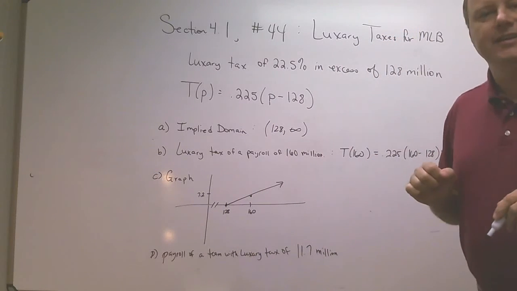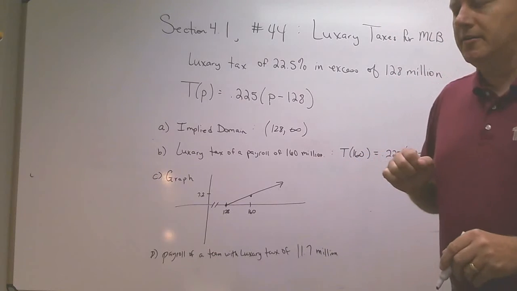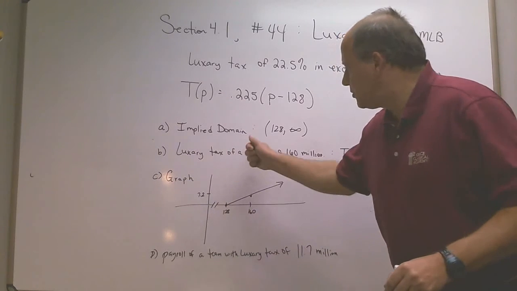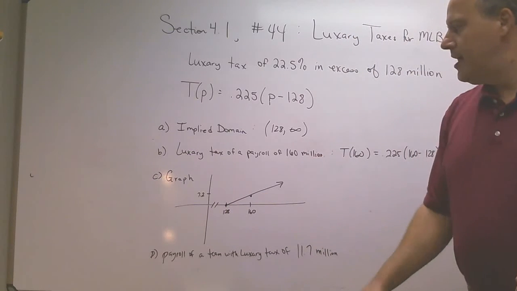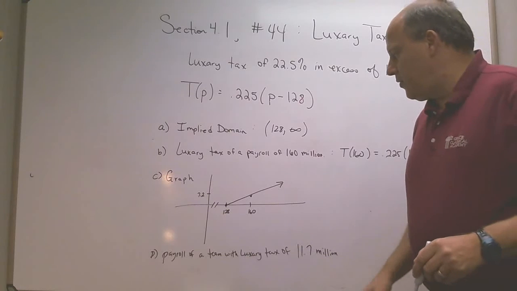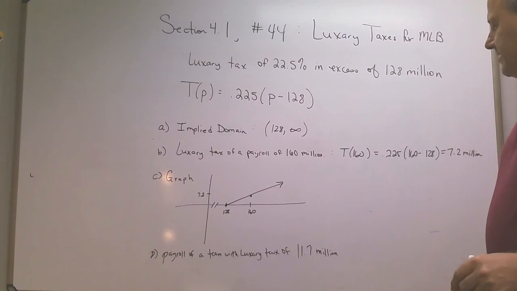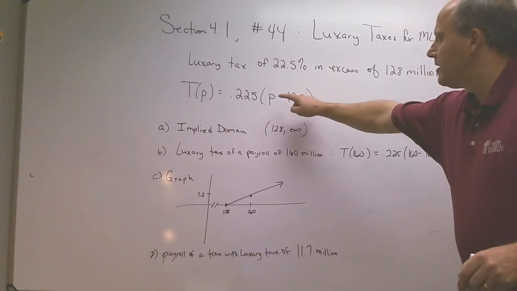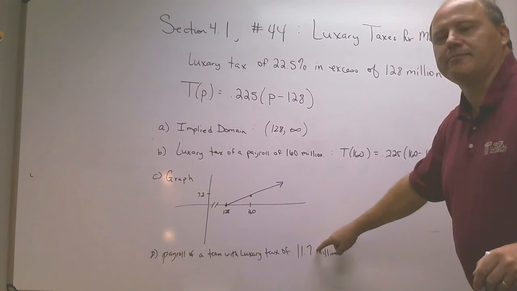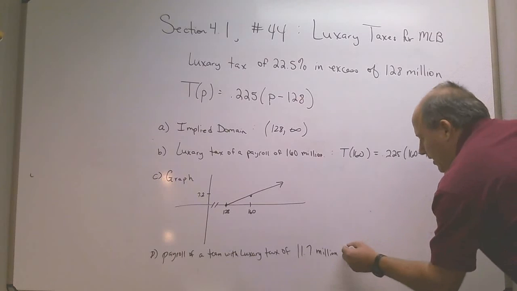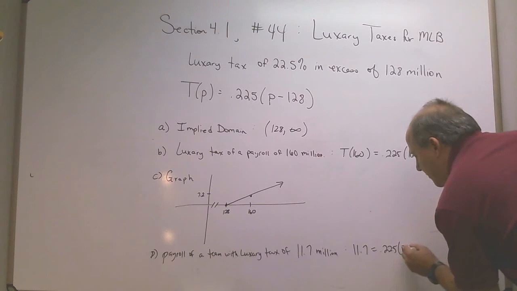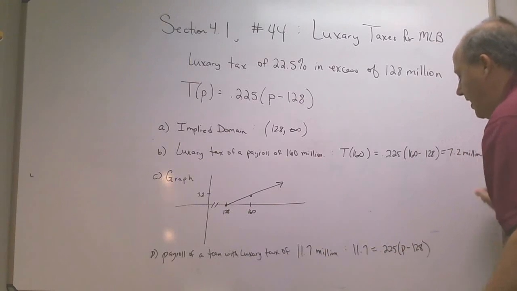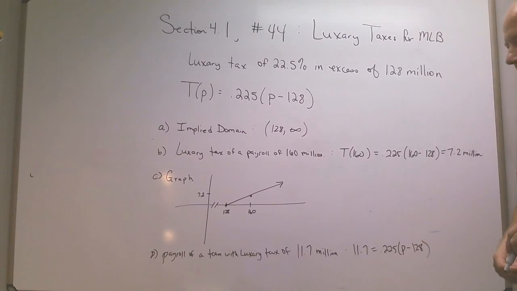Notice the line doesn't continue below the axis because that would be if it's less than 128. Remember, the domain is 128 or above. So it looks like so. Part D wants to know the payroll of a team with a luxury tax of 11.7 million. You don't put 11.7 million in here. They're telling you the tax is 11.7. So what you would have to do is put 11.7 equals 0.225 times the payroll minus 128. And I'm not going to waste my time doing that. That's just simply solving an equation.